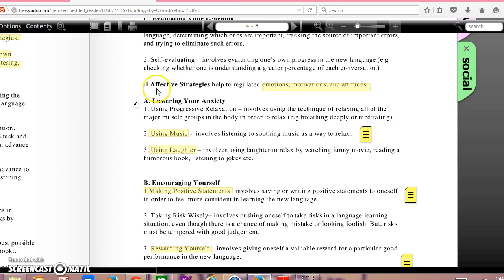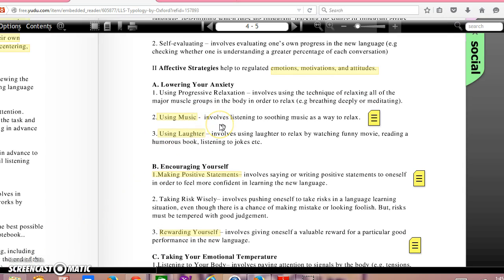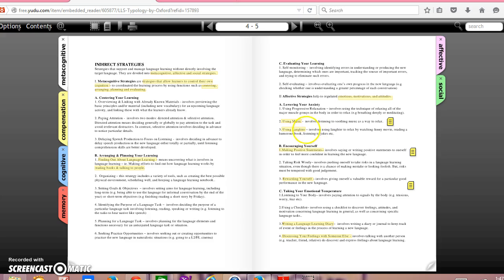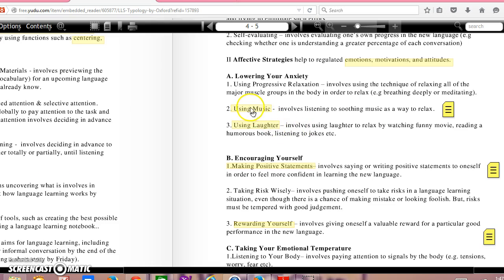Now let's take a look under affective strategies. There are two ways under lowering your anxiety. The first one is using music, and the second one is laughter. Music is the best way to make you feel as calm as you wish, and if using laughter, you can laugh by watching funny movies or reading humorous books, listening to jokes or joking with friends. And these two are very helpful, especially to lower your anxiety. I think it helps a lot.